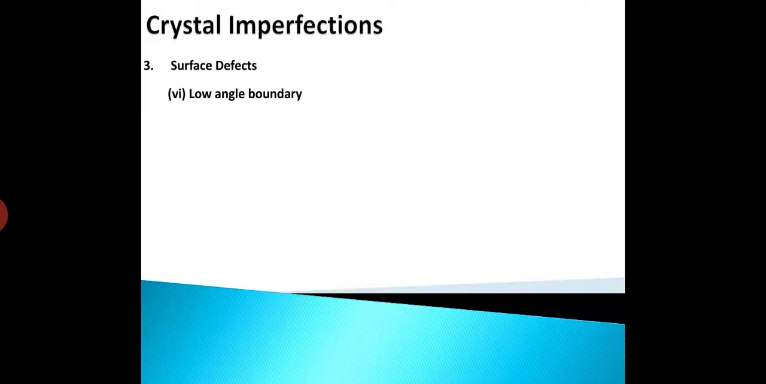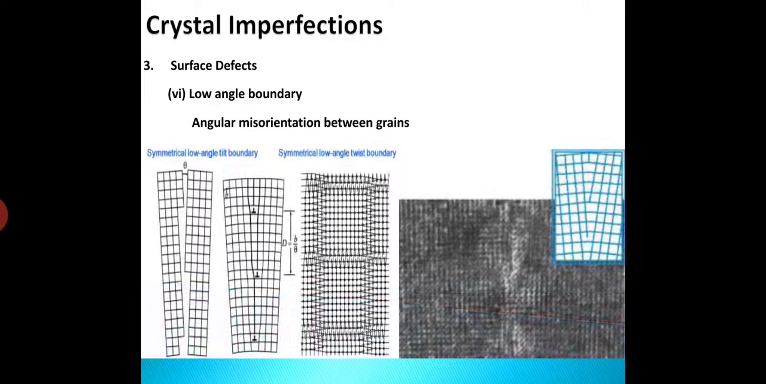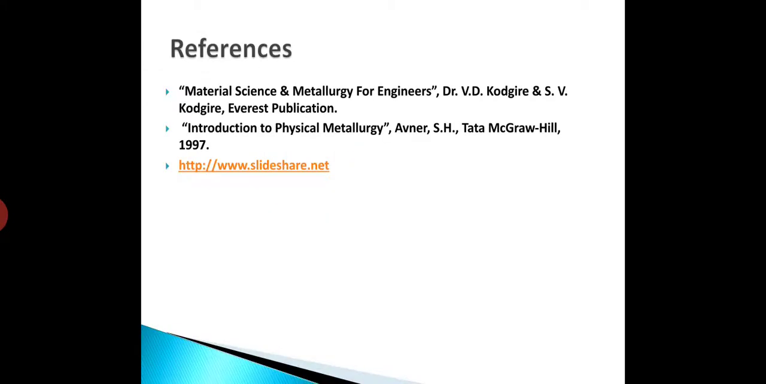The last type of surface defect is a low angle boundary defect. It is due to the angular misorientation between grains. That figure shows that there is a misorientation between the grains in angular form. That angle is created by a low angle tilt boundary. So that microscopic image shows the defect in the structure. So this is all about the different types of surface defects.